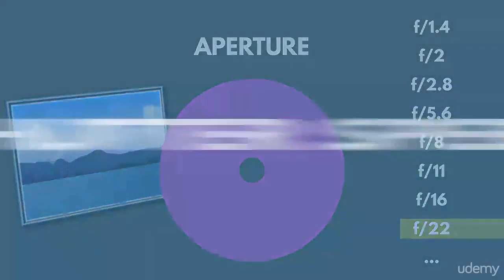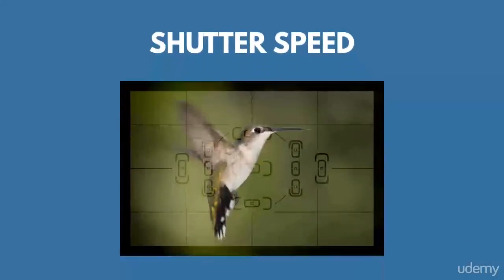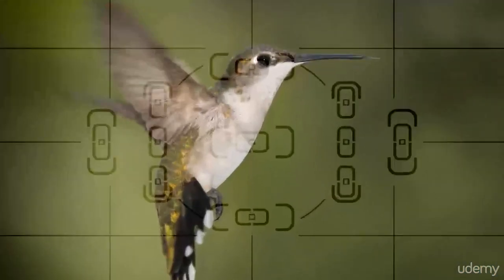The next function to control light is the shutter speed. Cameras have a shutter that opens and closes to allow light into the camera's body. The faster this opens and closes, the less light comes in. Even though 1 second may seem fast to you and me, that is very slow for a camera shutter speed, and that would mean a lot of light entering your camera.